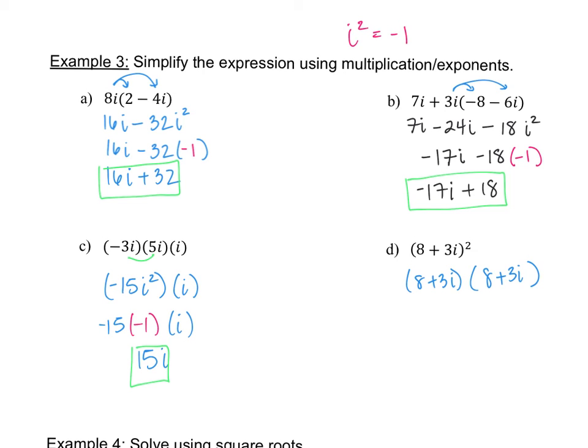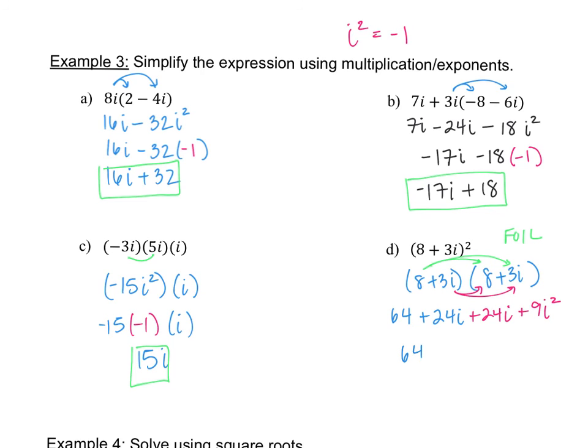And when you do this, you actually have to FOIL. And if you don't FOIL, you might miss out on some terms that you didn't see. So 8 times 8 gives me 64. 8 times positive 3i gives me 24i. If I multiply the other part, let's see, 3i times 8 gives me positive 24i. And 3i times 3i gives me positive 9i squared. So when I look at this, I can see the middle terms combine.